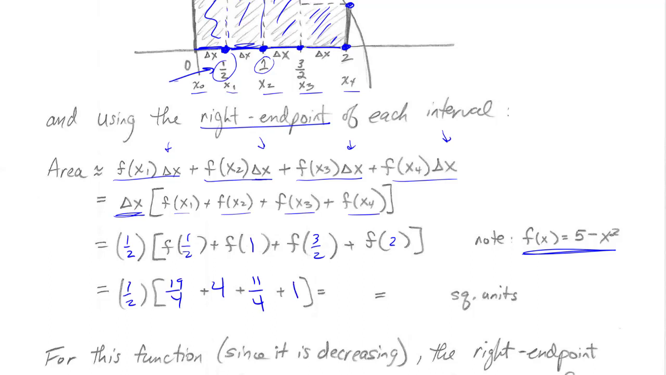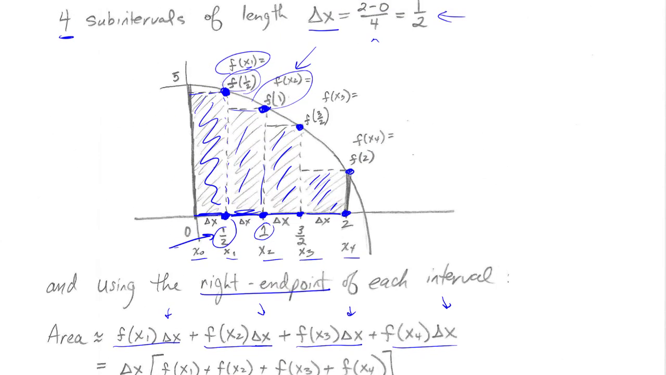So if we go ahead and calculate that, that's going to give you 50/8, or 25/4. Oops. 25/4, or 6.25 square units. Okay, so that's an approximation.